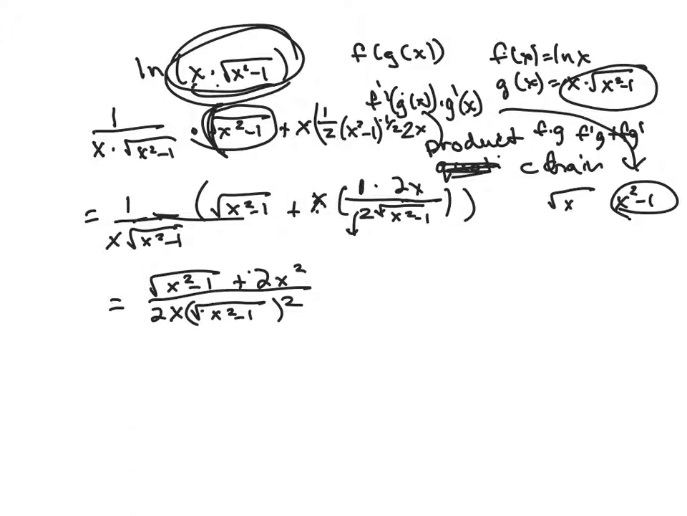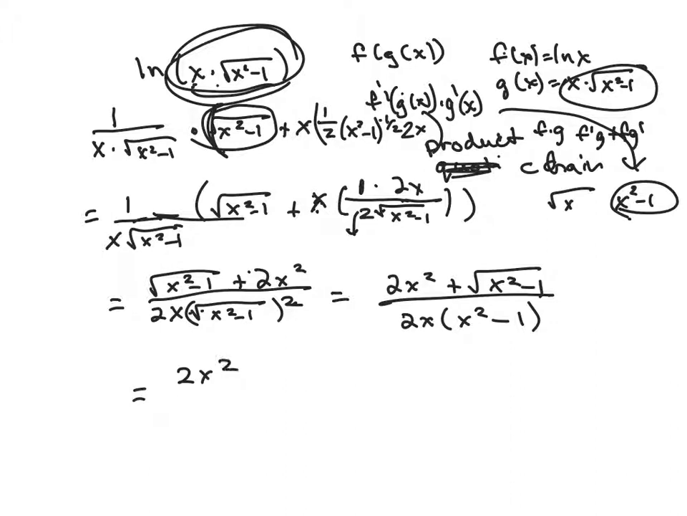And actually that helps me out a little bit because I get 2x squared plus square root of x squared minus 1 over 2x times x squared minus 1, because I can drop the radical because I can. And I'm left with 2x squared plus the square root of x squared minus 1 over 2x cubed minus 2x. Okay, I don't know if you can simplify that more. You probably can, but hopefully you get the idea.